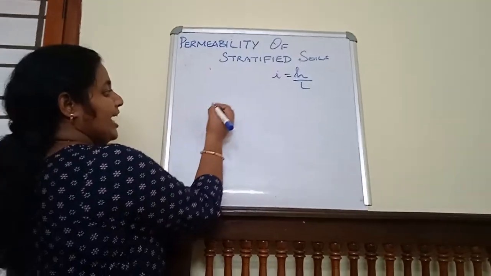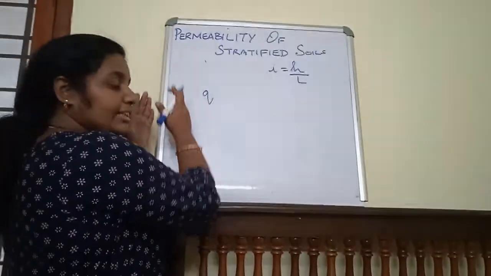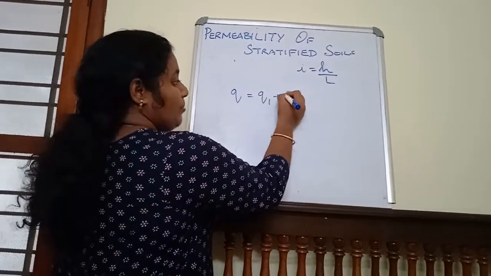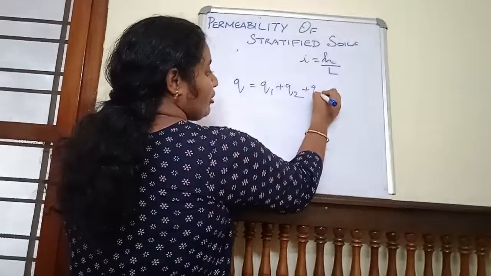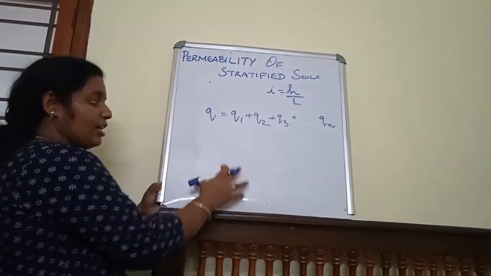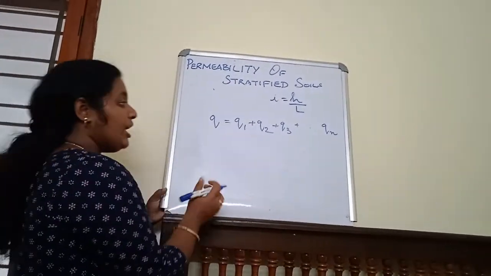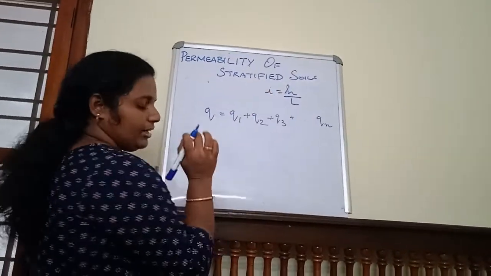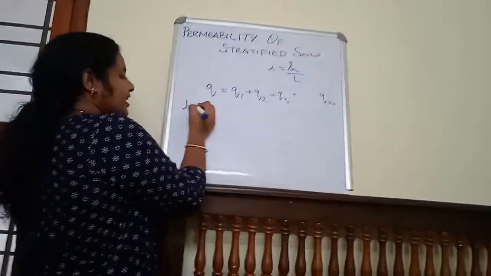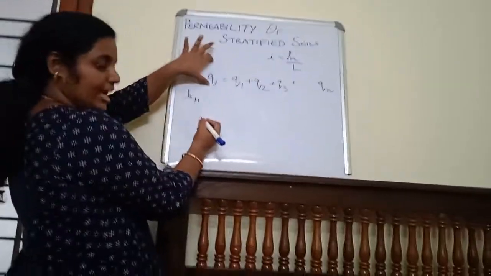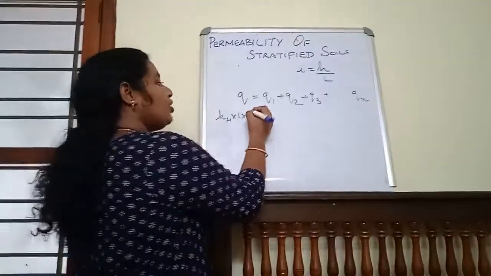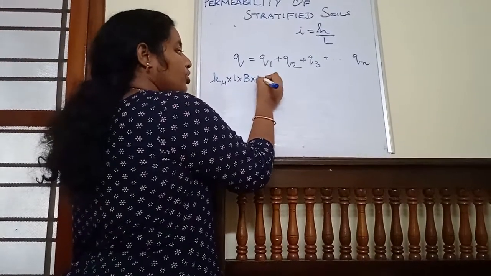So referring to the previous diagram, we could see that the total discharge is the sum of discharge through all the layers. From the previous equation we could understand that the total discharge of the entire soil system is the sum of all the layers. We already know that the hydraulic gradient is a constant. So the value that we have to find is KH. The total discharge we take as KH into i into area of cross section. I have already told you the area of cross section is B into the total height of the sample.